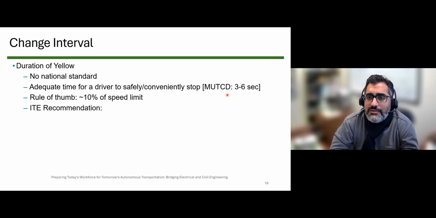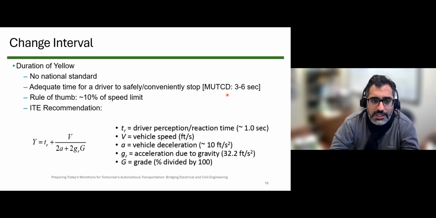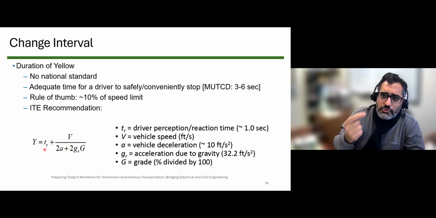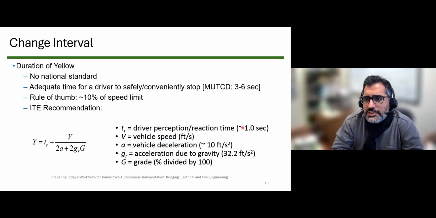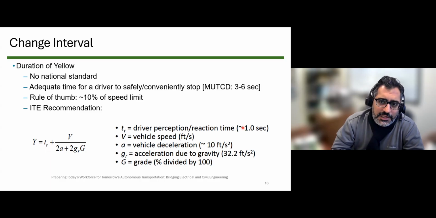But if you want to be precise in your calculation, ITE, Institute of Transportation Engineers, in their traffic handbook, has a recommendation for the duration of yellow. This recommendation has a simple concept. As you can see, the duration of yellow has two terms. The first one shows the reaction time. If you are driving and the signal changes from green to yellow, it takes some time for drivers to perceive that signal change and react to it. ITE suggests that to be about 1 second on average.